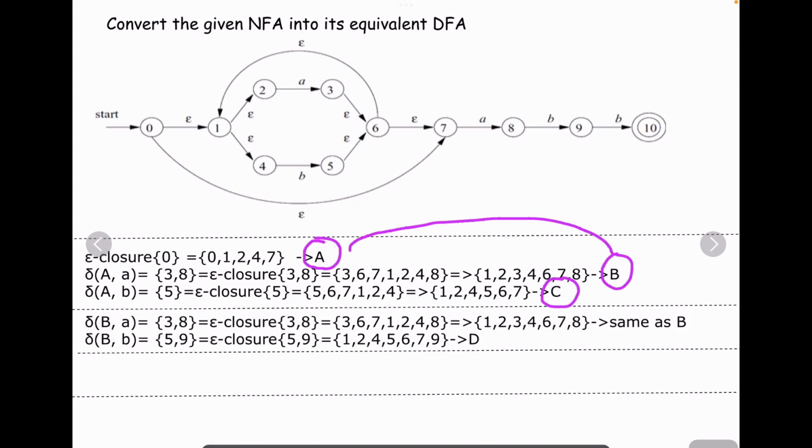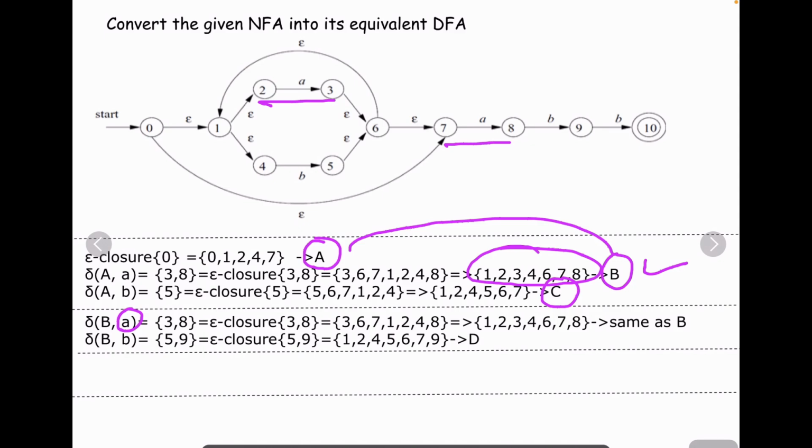Once you understand this, let us move on. From A you get the new states B and C. Then you have to find the transitions for B. B is {1, 2, 3, 4, 6, 7, 8}. Where do you get the transition on a? 3 on a, 2 on a. 2 on a is 3, and 7 on a is 8, since 2 and 7 exist in set B.